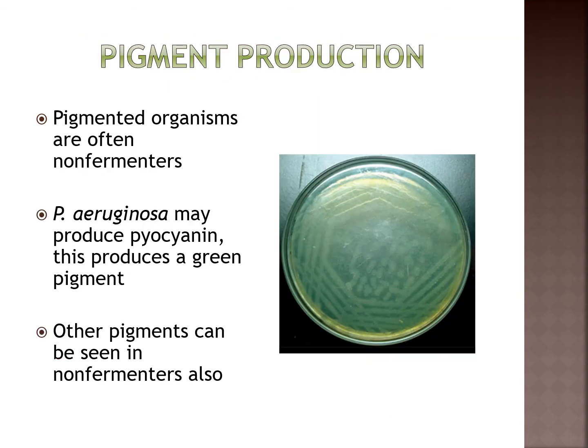Some nonfermenters produce pretty stunning pigments. For example, Pseudomonas aeruginosa produces this beautiful green pigment. Anytime we're dealing with a pigmented organism, you should be considering that it is possibly a nonfermenter. Pseudomonas aeruginosa produces the pigment pyocyanin, which produces the green pigment. So anytime you see the green pigment like what is noted in this image here, it has to be a Pseudomonas aeruginosa.